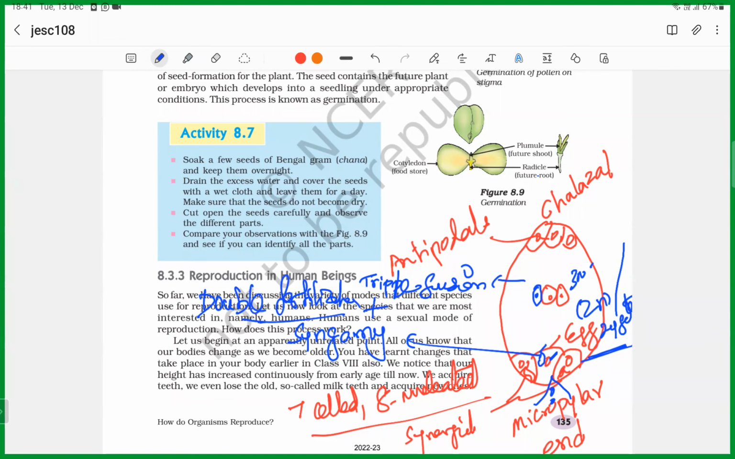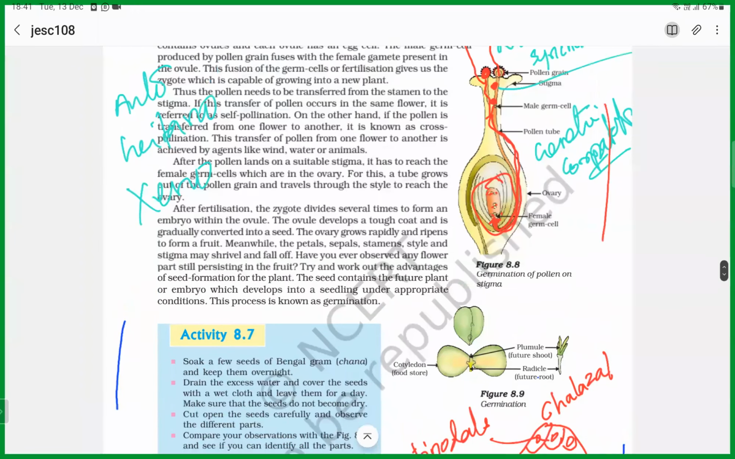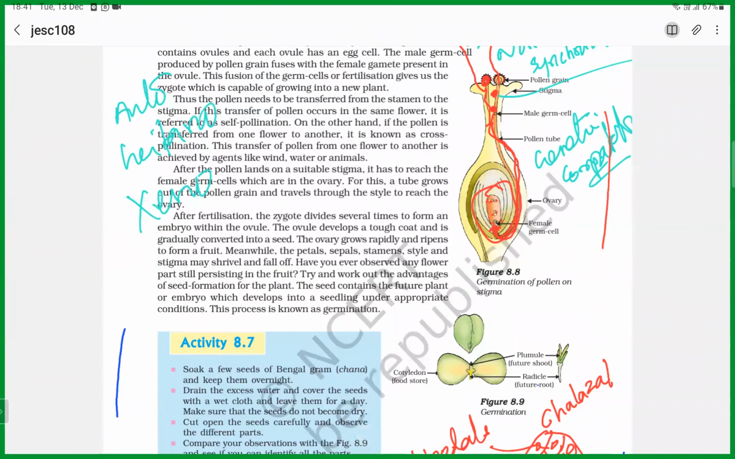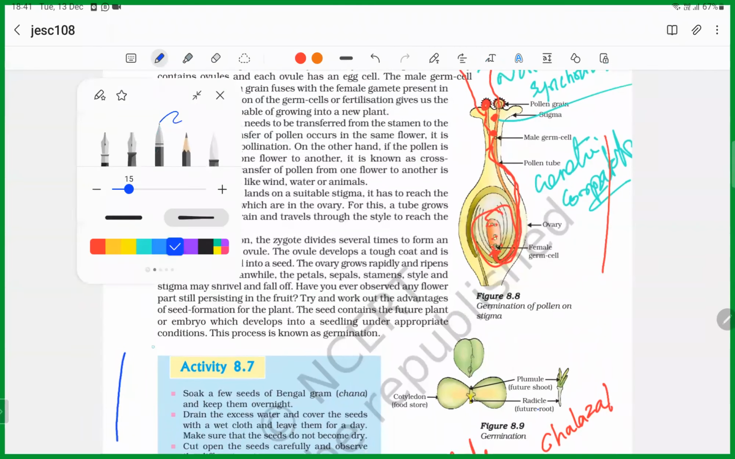Next stage is post-fertilization events in plants. What are the post-fertilization events? Development of the primary endosperm cell. Very good. And then the zygote develops into the embryo, and the ovule into seeds, which will basically be in a dormant state.